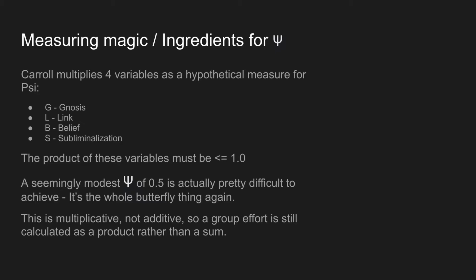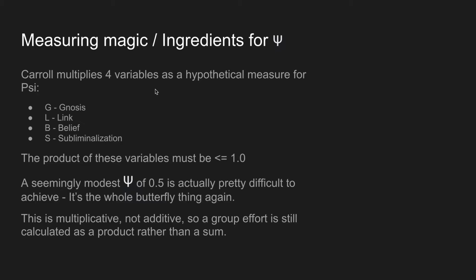You can't get magic that is over 1. So again, the modest level of a psi equaling 0.5 is pretty difficult to get. And so, let's say we have each of these variables at 0.5. Even if we just have 2 variables both at 0.5, that's going to get you to 0.25 immediately. Do that again, with 3 variables all at 0.5, and that gets you to basically 0.125.